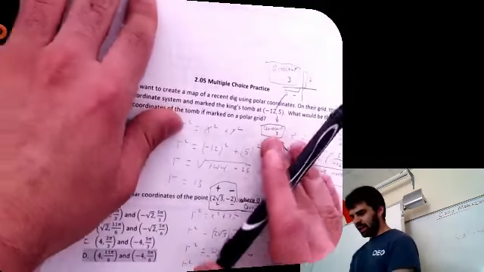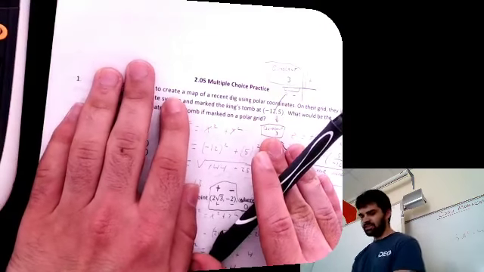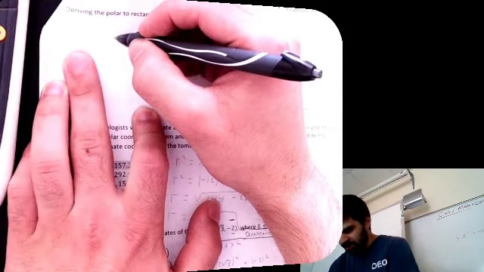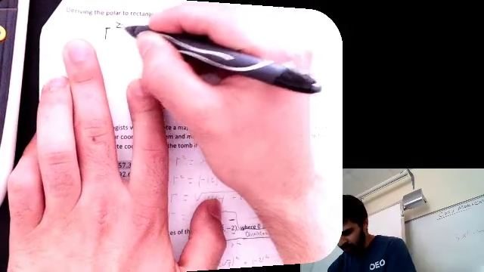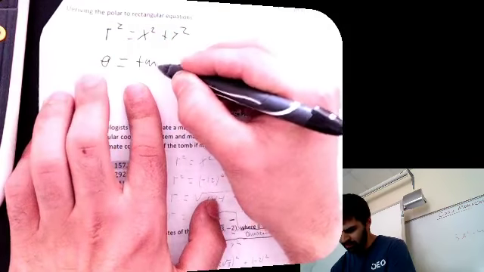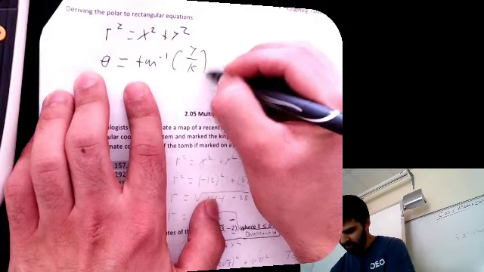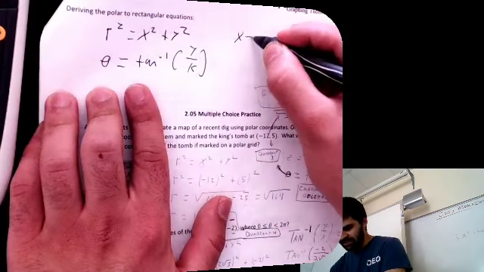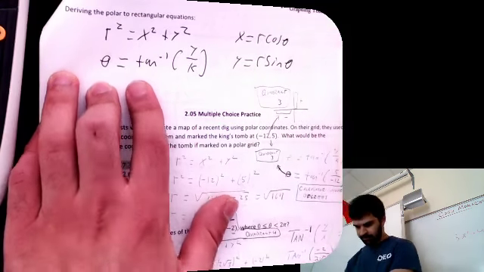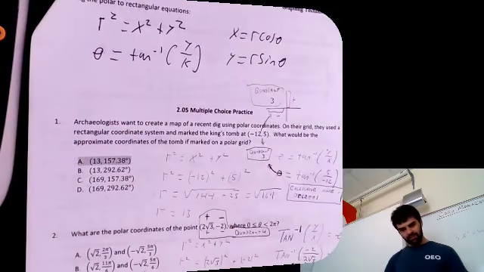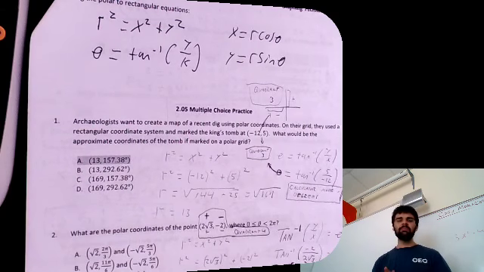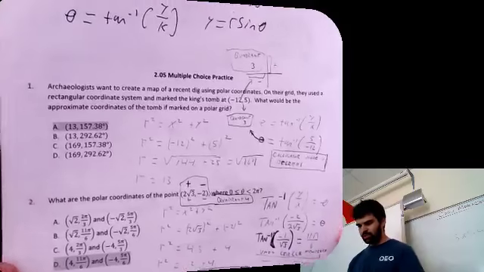So deriving our polar to rectangular equations. These are just something we're going to have to memorize. These equations are r squared is equal to x squared plus y squared. And then theta is going to be the inverse tangent of y over x. In addition, x is equal to r cosine of theta, and y is equal to r sine of theta. I have the solutions previously worked out. However, it could be beneficial to actually go through the solutions.